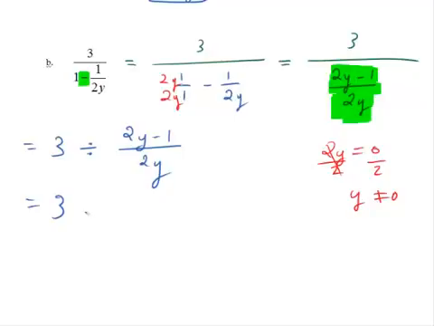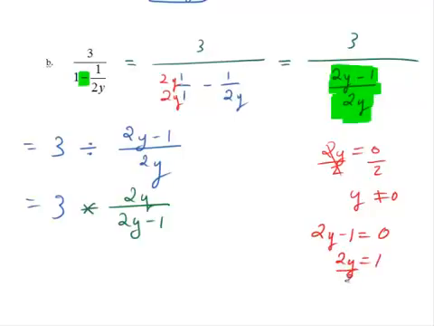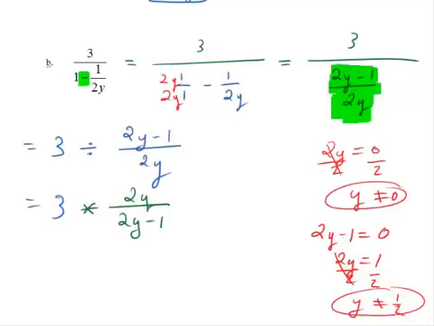So that's our first one. Then it's time for us to multiply by the reciprocal. So we'll say 2y over 2y minus 1. So second restriction over here, 2y minus 1. If that was 0, it'd be 2y equals 1. Divide both sides by 2. So y cannot equal 1/2. So these two guys. And now we need to simplify what we have here.